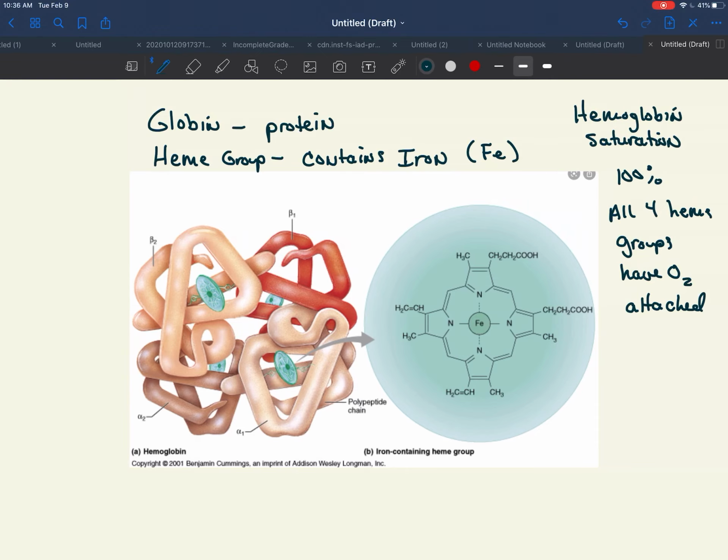And so there is a way to measure your hemoglobin saturation, and you might have had this done at the doctor's office. It can be done just with what is called a pulse oximeter, where you put it onto your finger, and it actually uses light to determine your hemoglobin saturation. And so if it is 50% saturated, then oxygen is only bound to about half of the hemoglobin molecules, or half of the heme groups.